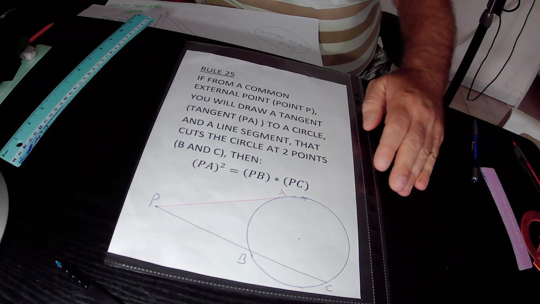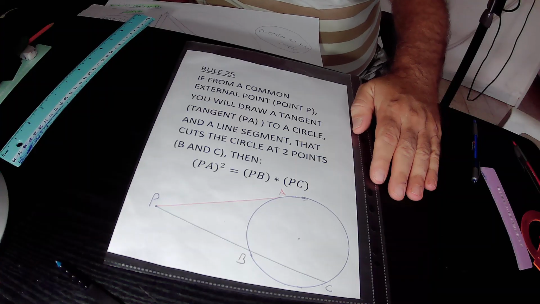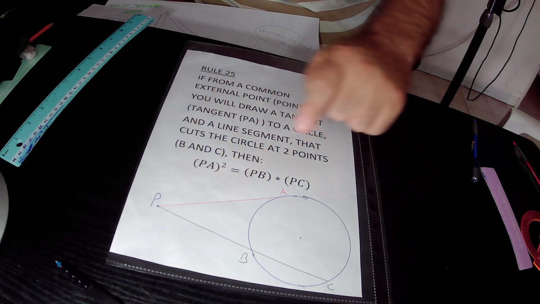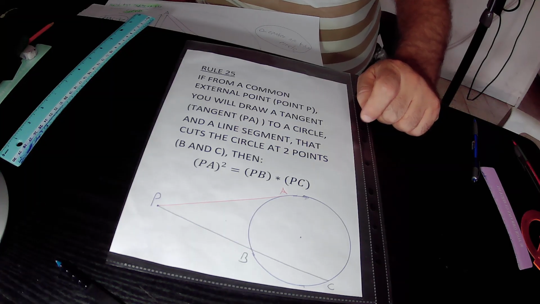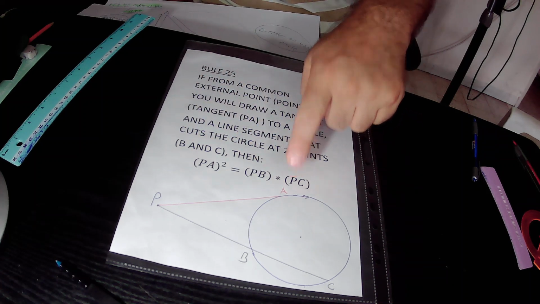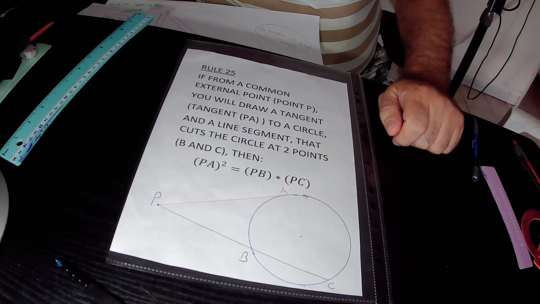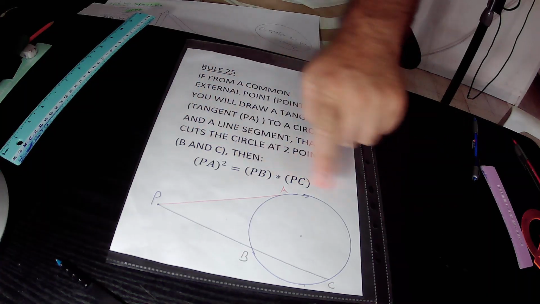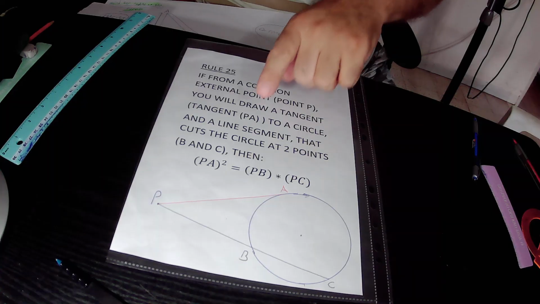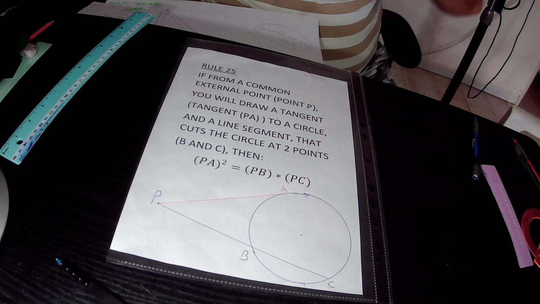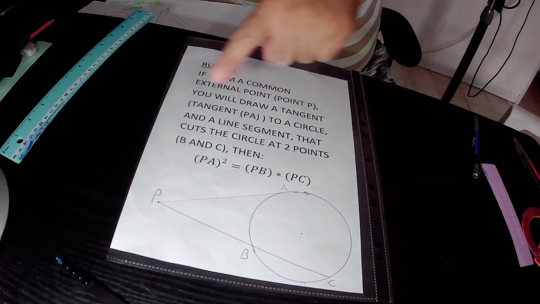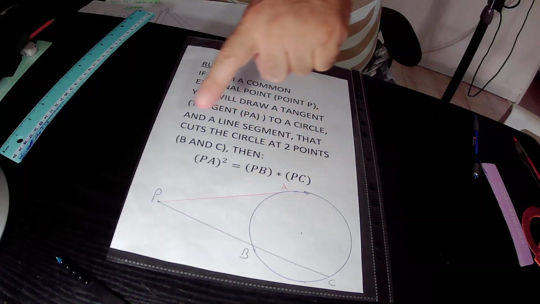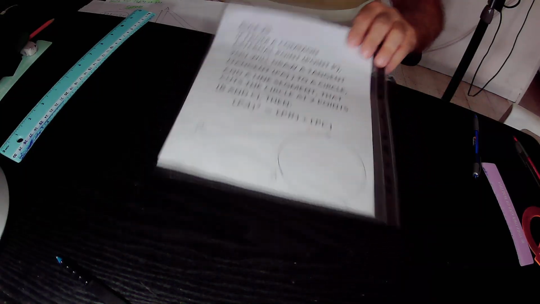According to rule 25, if from a common external point P we draw a tangent PA that is tangent to this circle at point A, and we also draw the secant PC that cuts the circle at two points B and C, then in this drawing the following equation is true: PA squared equals PB times PC. So we can actually implement rule 25 in our drawing.